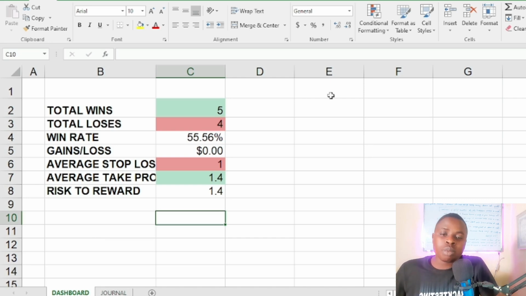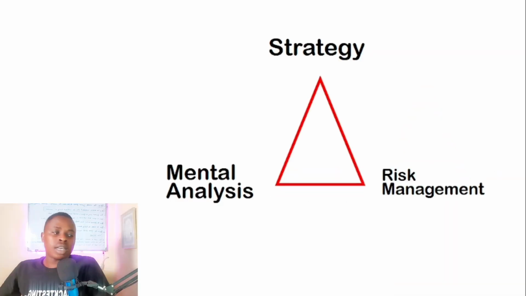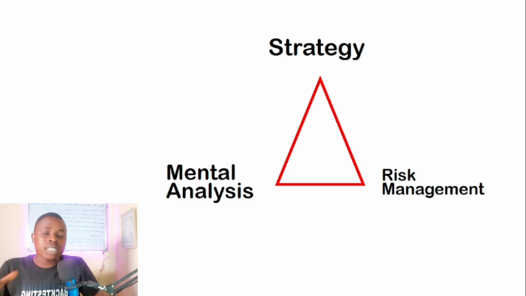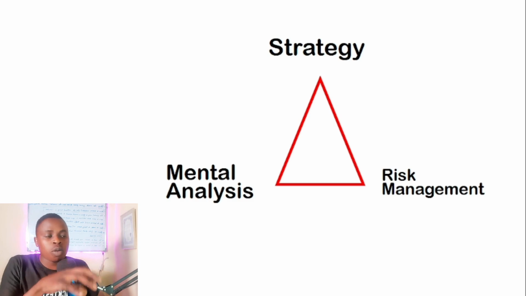If you want to become successful as a trader, I would recommend you only look at this strategy, mental analysis and risk management triangle, and try to improve all of this. Backtest your strategy, come up with your best strategies. Your risk management will come from your backtest. Then the mental analysis is something that you need to practice over a long period of time.